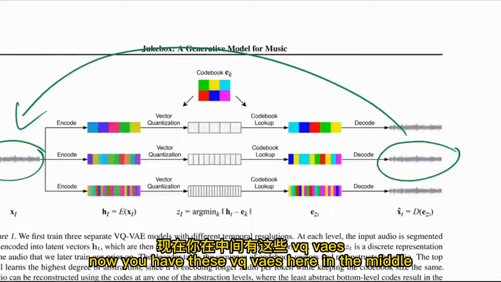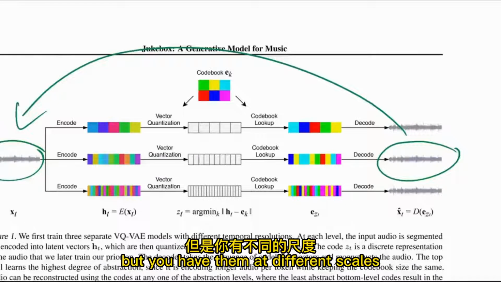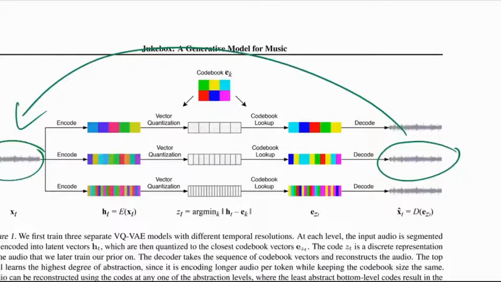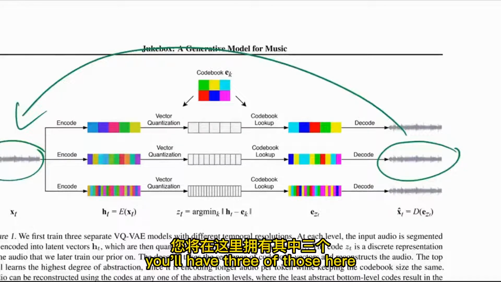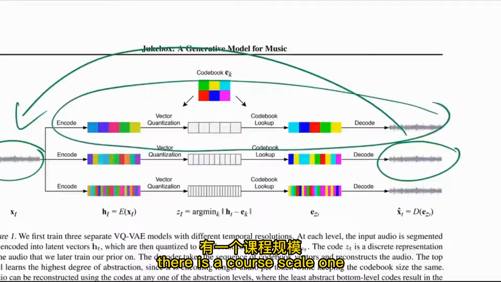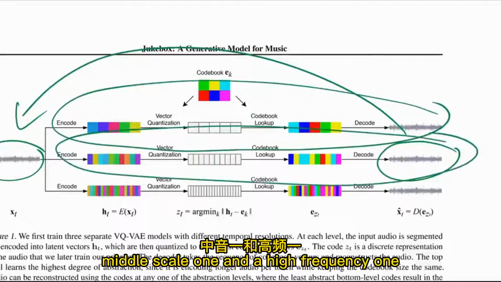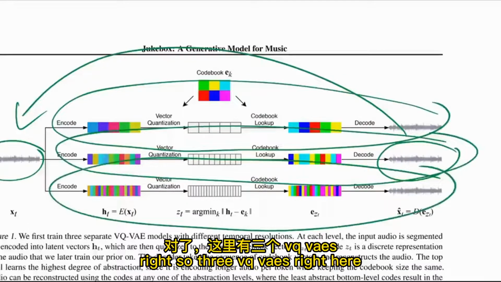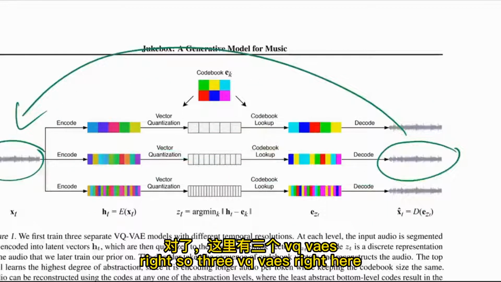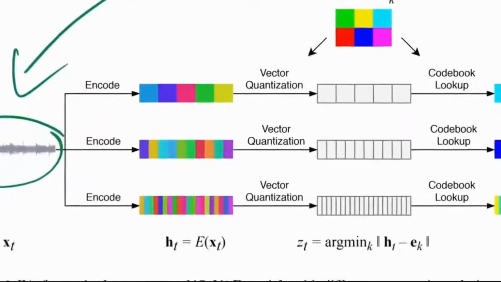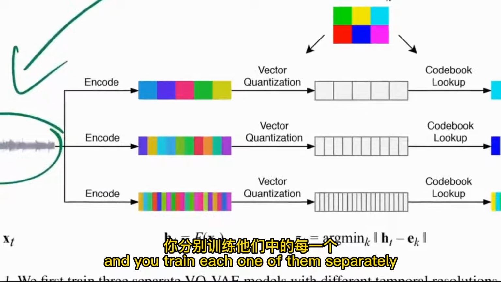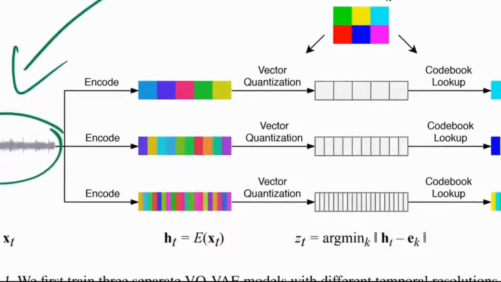Now, you have these VQ-VAEs here in the middle, but you have them at different scales. So you'll have 3 of those here. There is a coarse scale one, a middle scale one, and a high frequency one, right? So 3 VQ-VAEs right here. And you train each one of them separately.